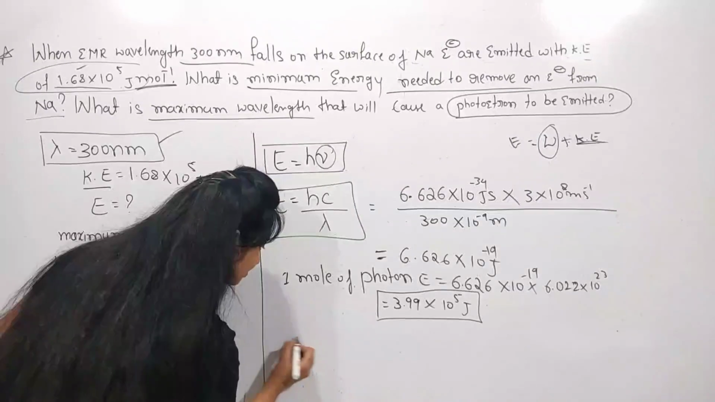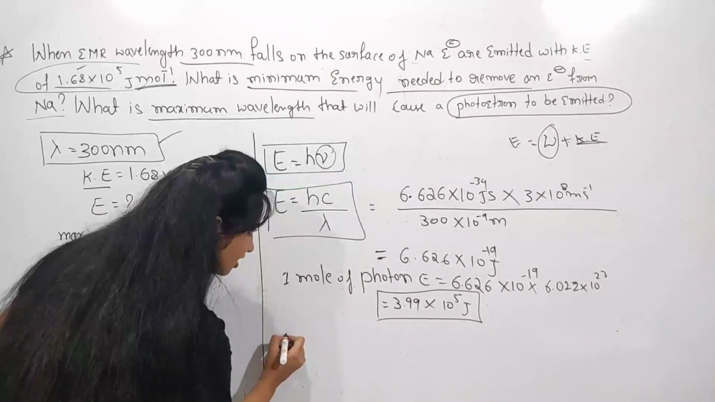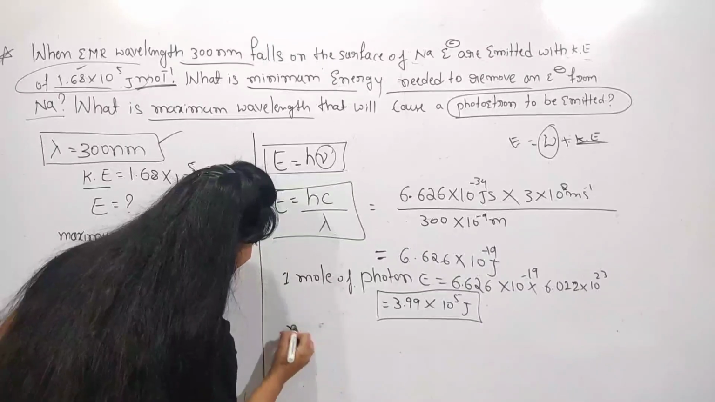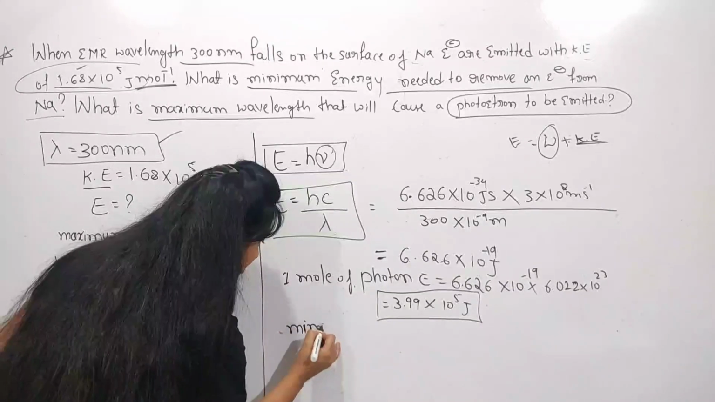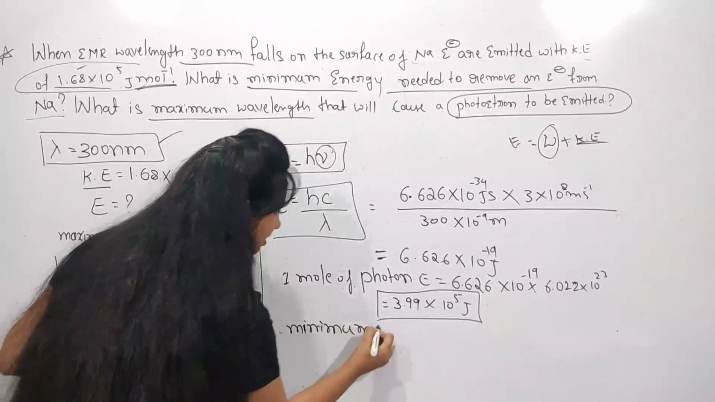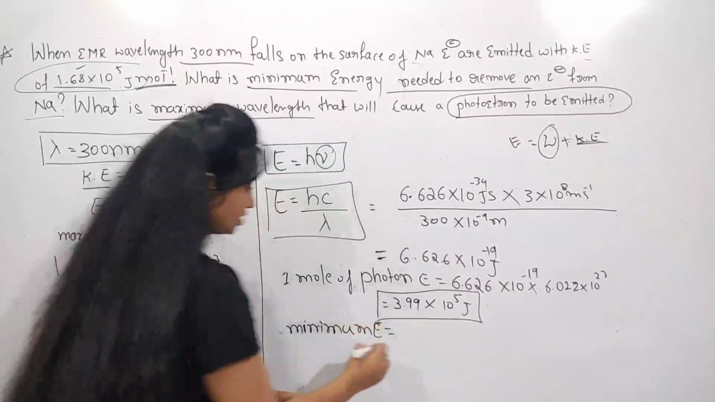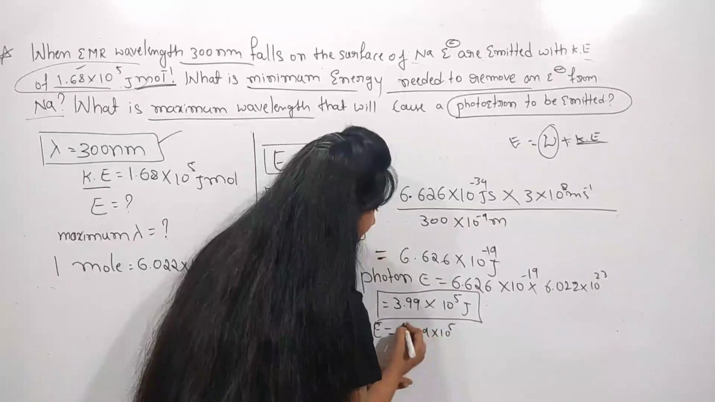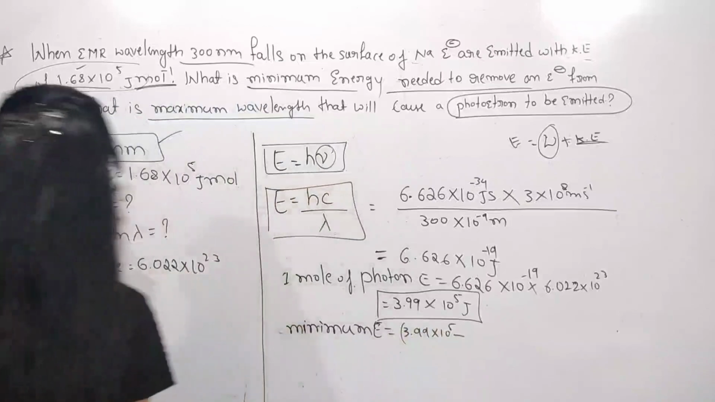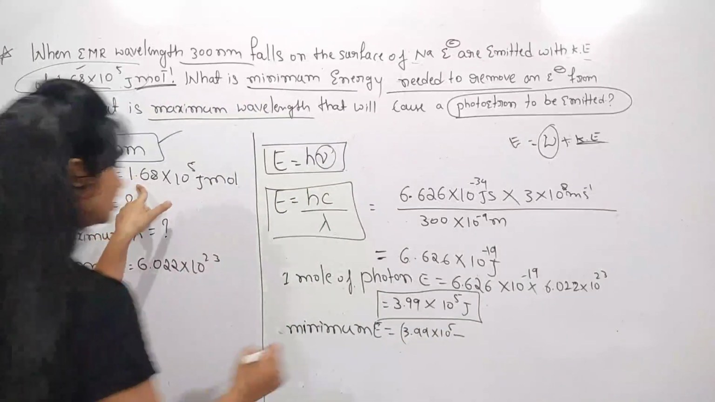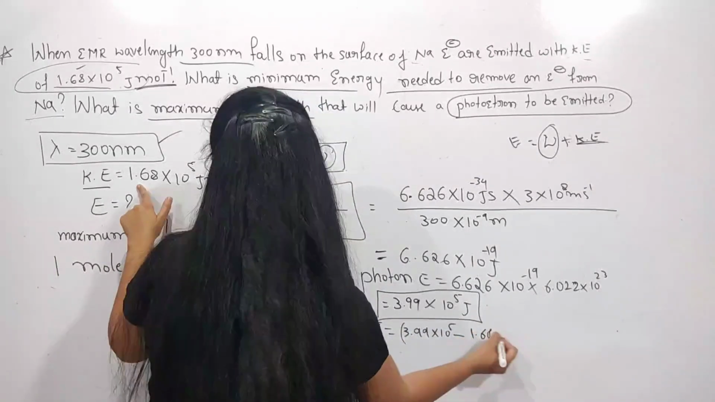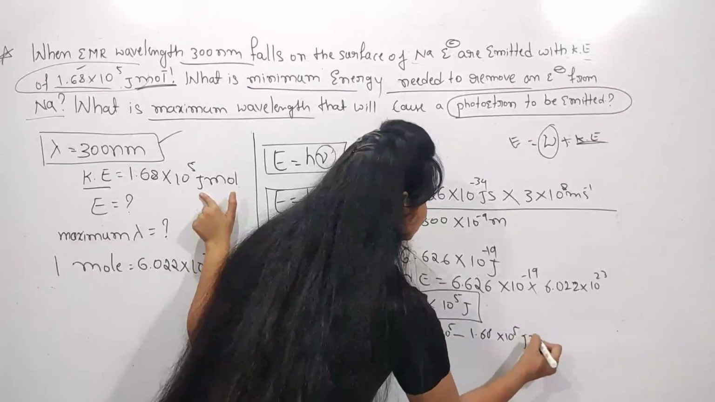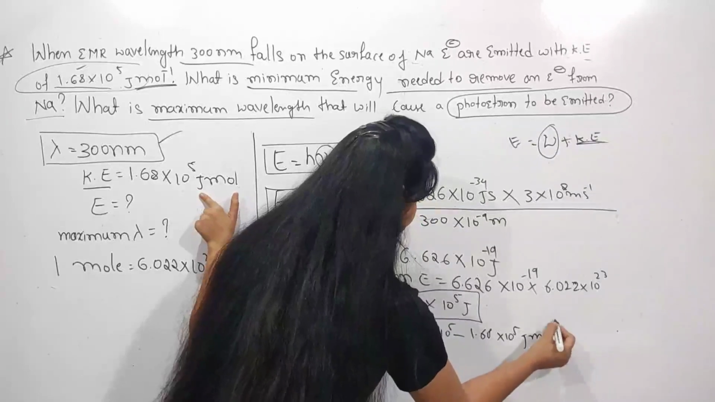It's simple. The minimum energy is equal to 3.99 into 10 raised to 5 minus the kinetic energy they gave us, 1.68 into 10 raised to 5 joule per mole.